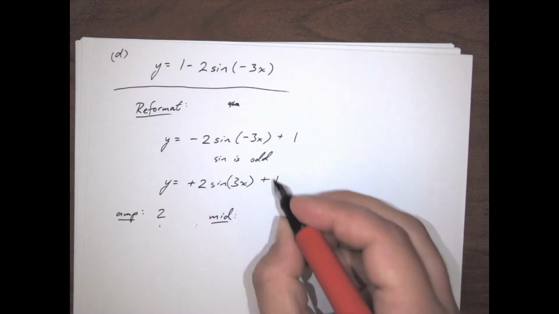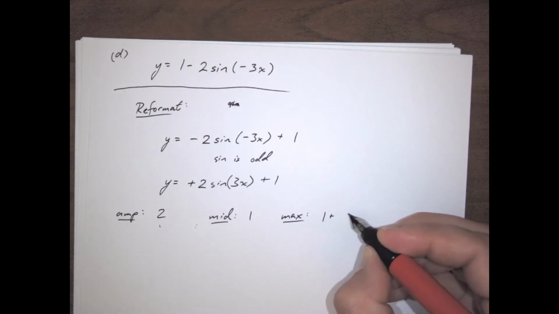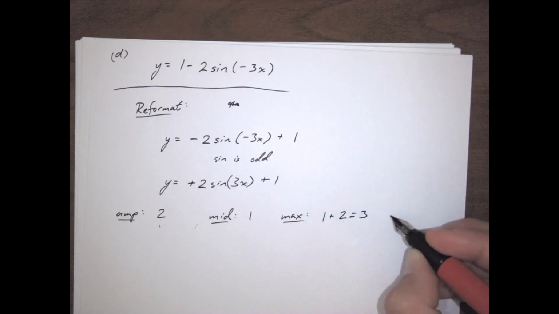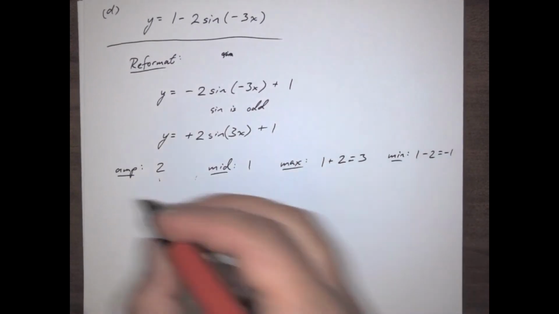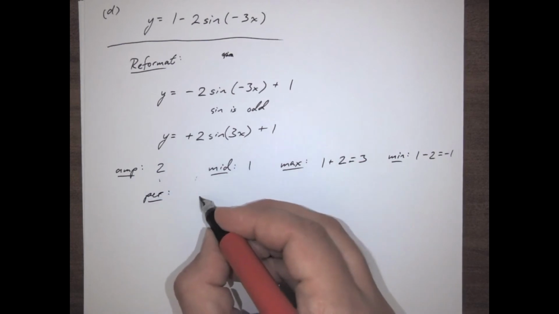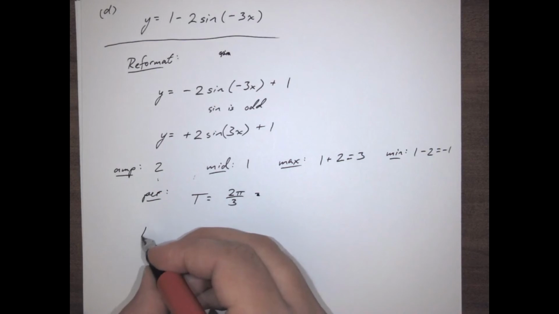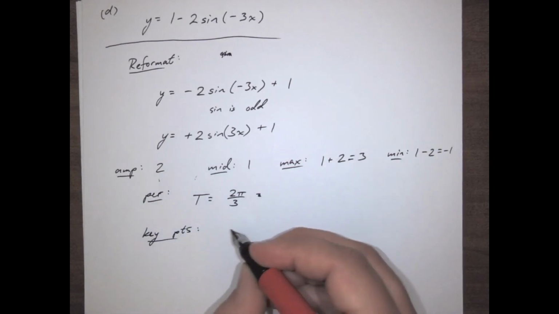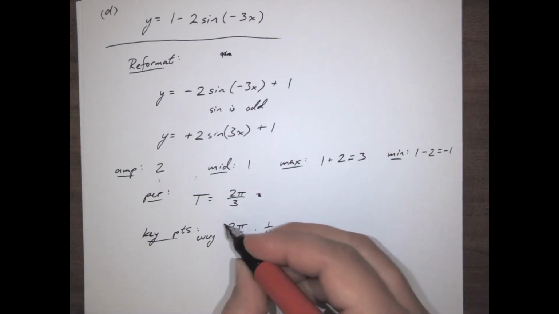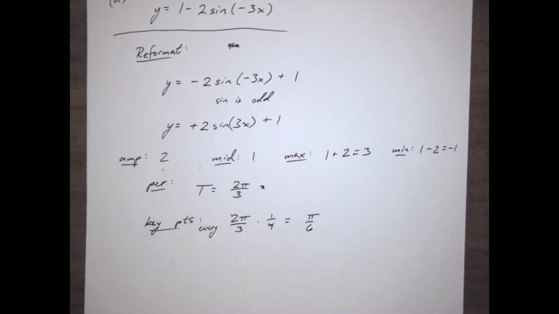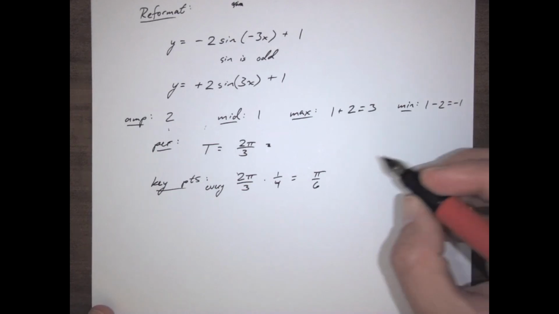The midline is the vertical shift, which is going to be 1. The maximum is going to be the midline plus the amplitude. And the minimum is going to be the midline minus the amplitude. The period. It's going to be 2 pi over 3, which is actually just fine. And then the key points turn out to be every 2 pi over 3 times 1/4, which those would cancel a little bit, and it'd be every pi over 6. But we won't go too crazy on labeling those just because they are fractions and it'll just be awkward.